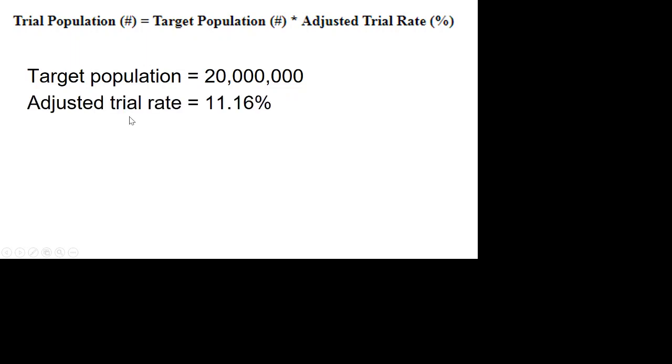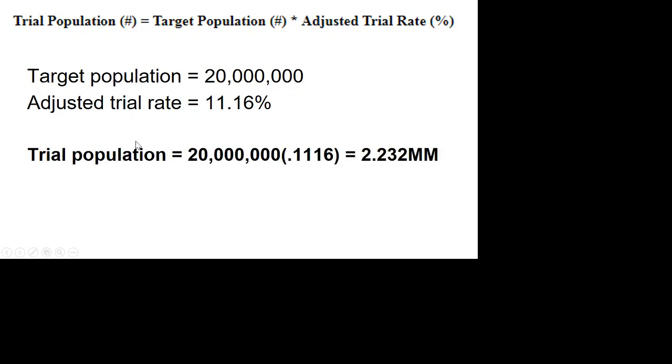All right, trial population. So we've talked about trial rate, okay? And we've talked about adjusted trial rate, but what we need to do now is convert that adjusted trial rate into number of people, okay? Because at the end of the day, we don't care about trial rate. We care about how many people are actually going to get the product, okay? So we're going to take our target population. In this particular example, we'll say it's 20 million people, okay? We're going to multiply it by our adjusted trial rate. That's going to give us a trial population of 2.232 million, okay? That's trial population.